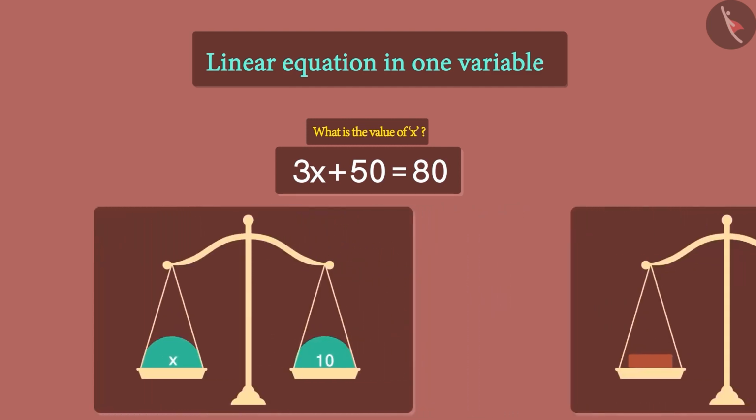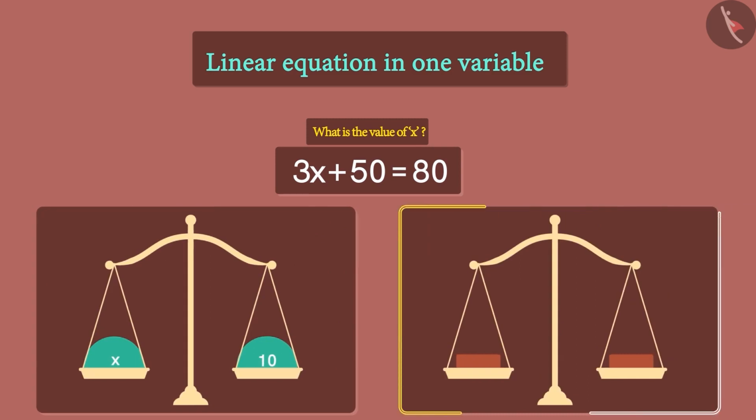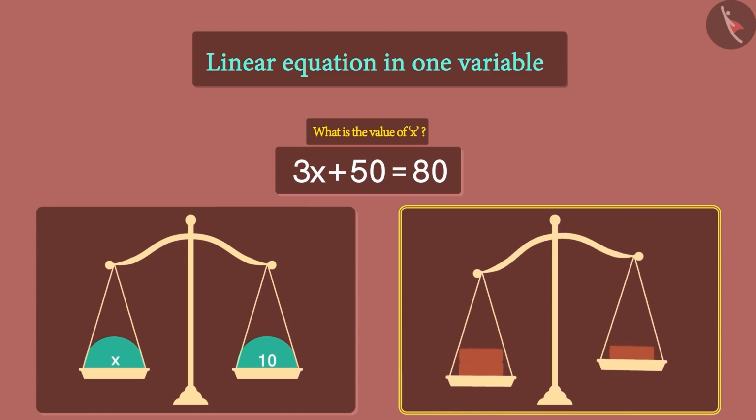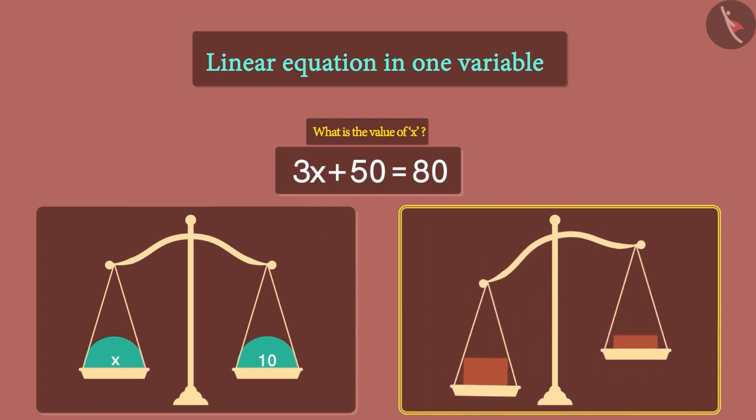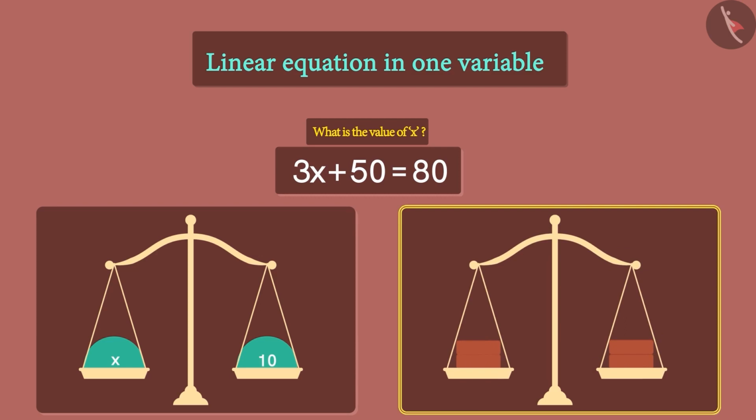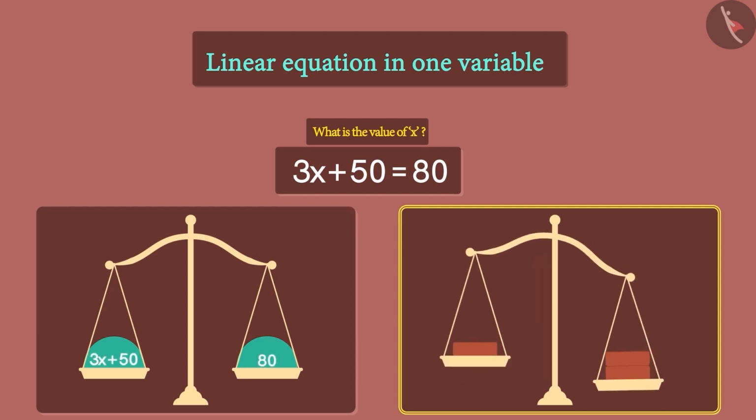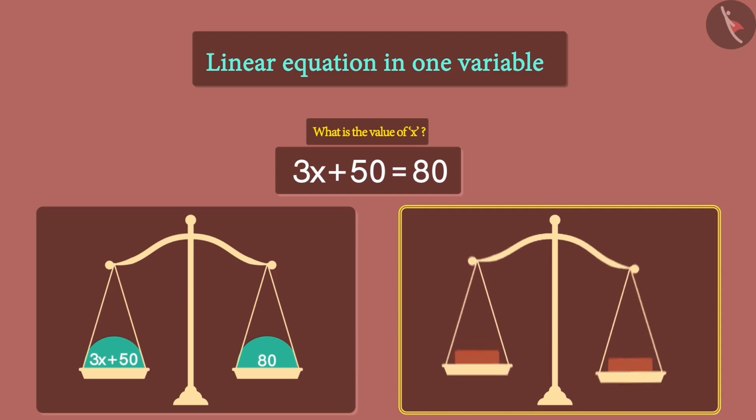This is where thinking of an equation as a weighing balance helps us. We know if we add some weight on one side, then to keep the two sides in balance, we have to add the same weight on the other side. Similarly, if we remove some weight from one side, we have to remove the same weight from the other side as well.